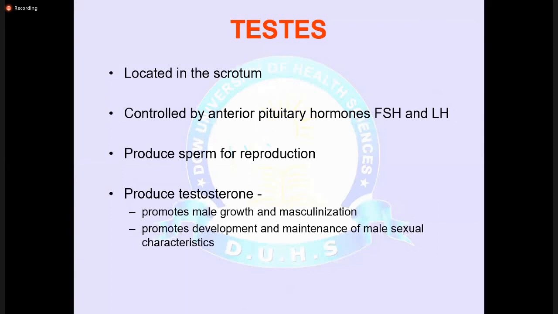So this is the end of the overview of the anatomical features, a brief overview of the anatomy of the endocrine glands of the human body. So we are ending our presentation over here.